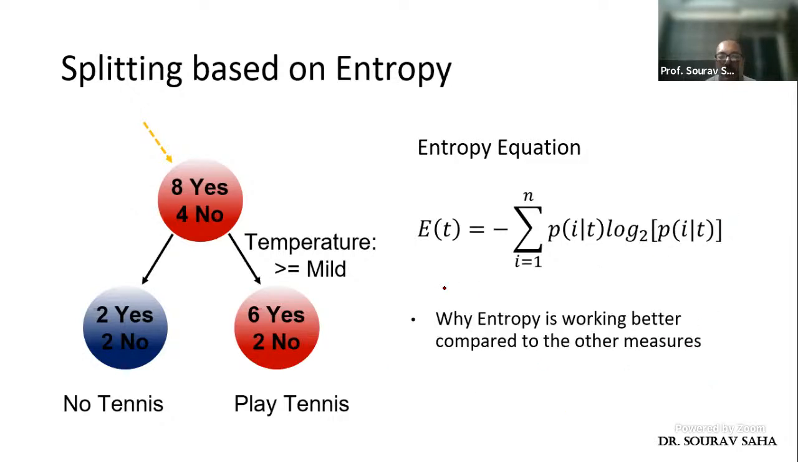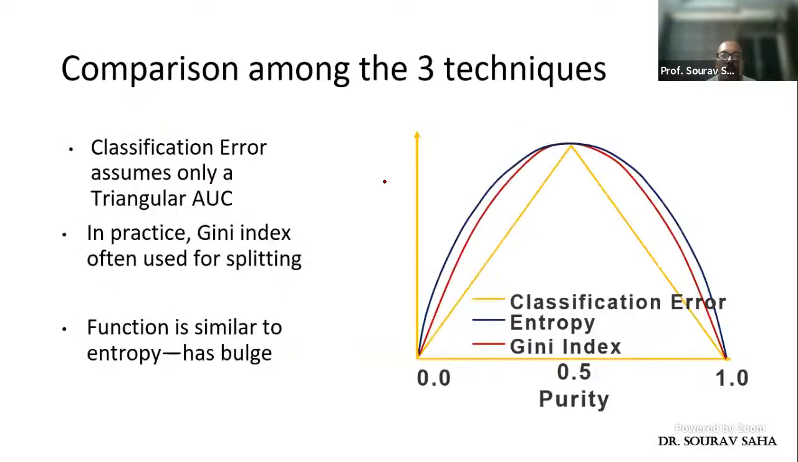Okay, so this is a very important question. Why is entropy working better compared to the other measures? If you remember your machine learning one, one of the several measures we used to measure the efficiency of our algorithm was the ROC. If I draw the ROC curve for classification error, entropy, and the Gini index, this is what we get.